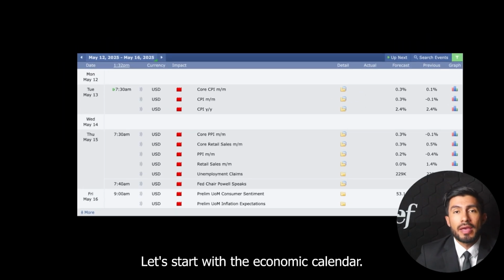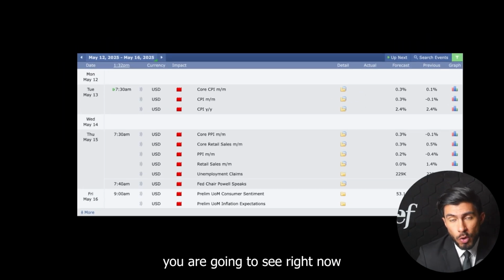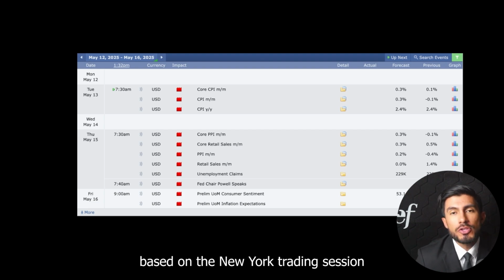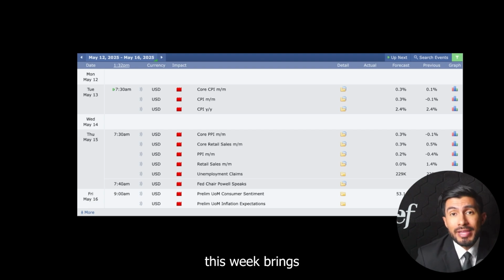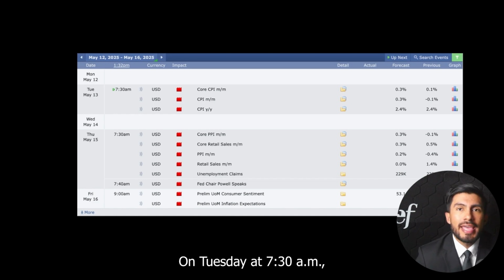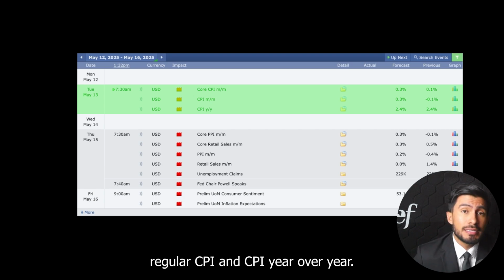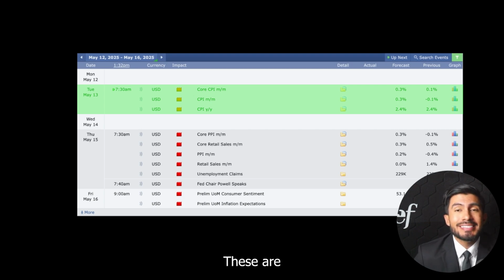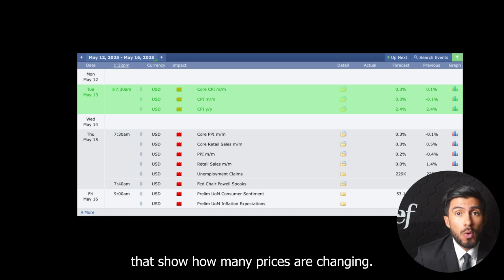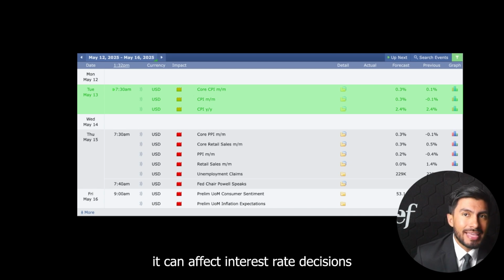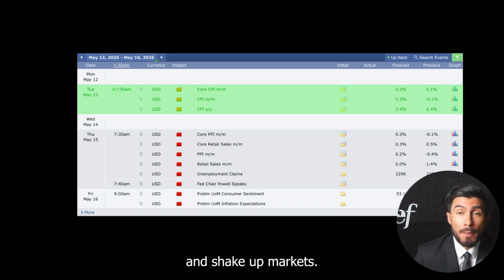Let's start with the economic calendar. The hours you are going to see right now are based on GMT-5, based on the New York trading session. This week brings a lot of important economic data that could move the market. On Tuesday at 7:30 a.m., we have the core CPI, regular CPI, and CPI year over year. These are key inflation numbers that show how many prices are changing. If inflation is hotter than expected, it can affect interest rate decisions and shake up markets.